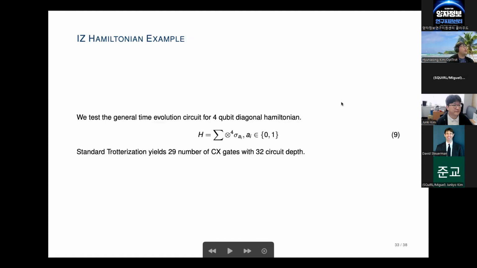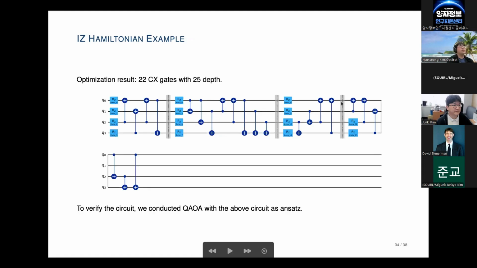For example, we tested a 4-qubit system with a diagonal Hamiltonian. The standard Trotterization requires 29 CX gates and a circuit depth of 32, but using the OptTrot library, we can find a reduced number of CX gates and a shorter depth circuit. To verify this evolution, we tested the circuit as an ansatz and ran the QAOA algorithm.